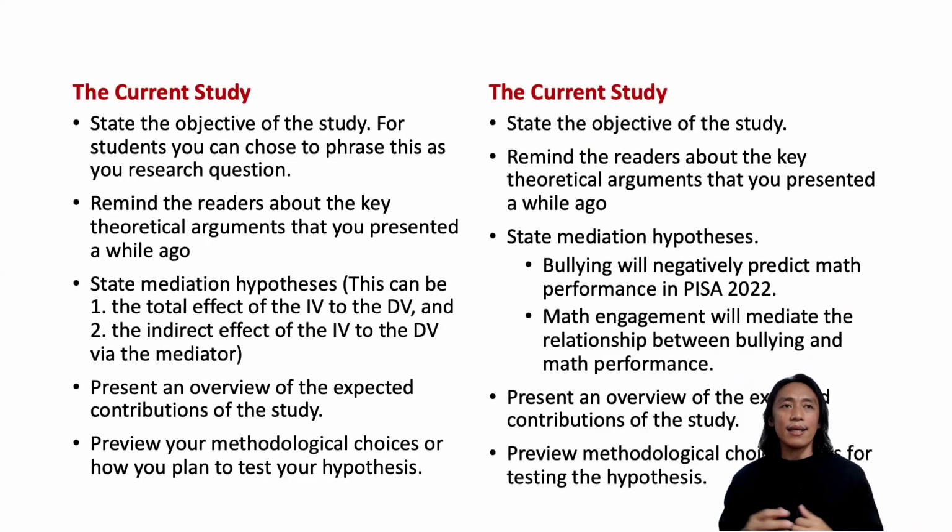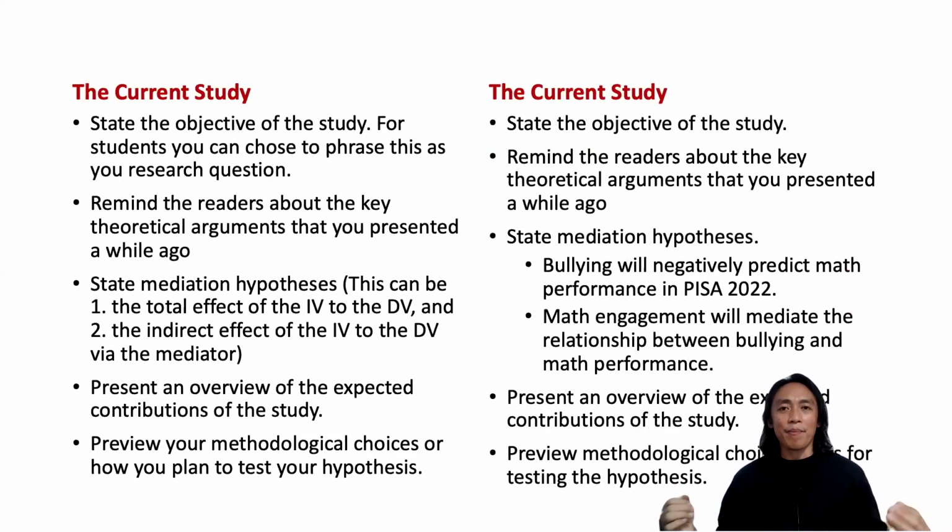And finally, we now go to the last section of our literature review, which is labeled as the current study. So what do we have in the current study? In the current study, you basically state the objective of your study. For students, you can choose to phrase this as your research question. If your teachers are particular that you state explicitly what the research question is, then you may do so. What is the research question here?